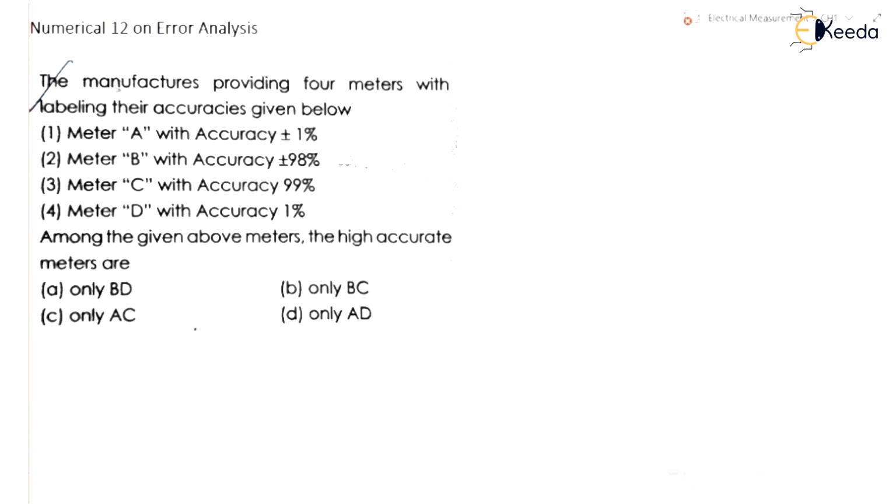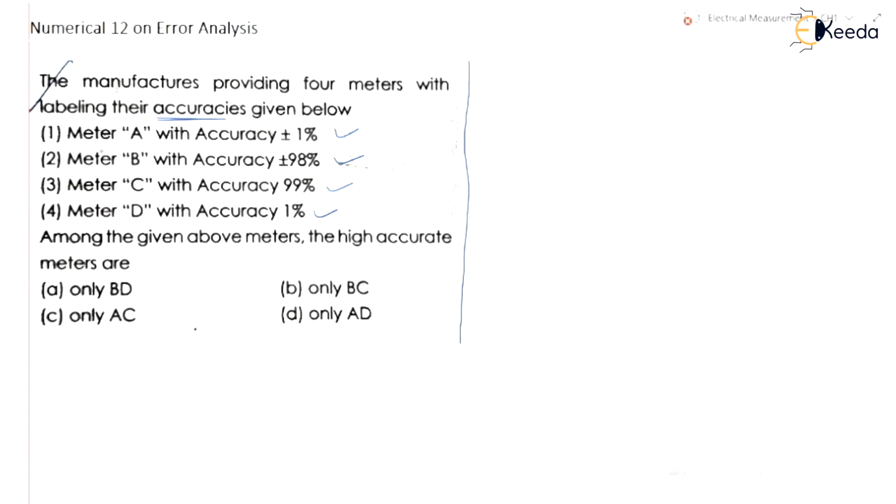Let us read the numerical. A manufacturer is providing 4 meters, labeling their accuracies. The manufacturer has mentioned the accuracies: Meter A with accuracy plus minus 1%, Meter B with accuracy plus minus 98%, Meter C with accuracy 99%, Meter D with accuracy 1%. Among the given meters, the most accurate ones are, and they have given the options.